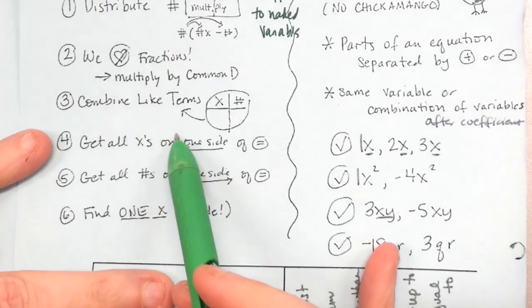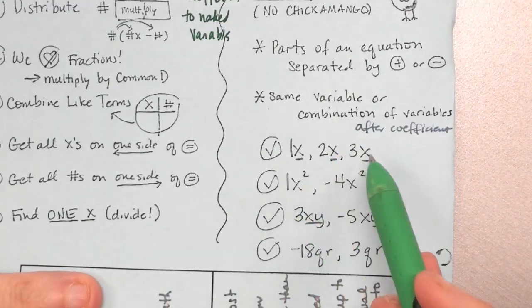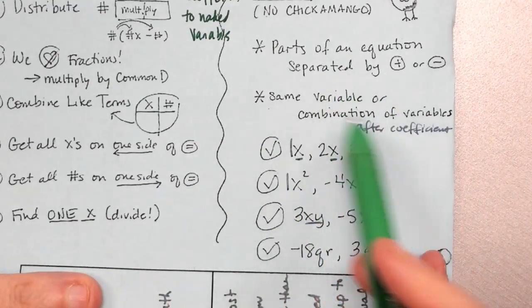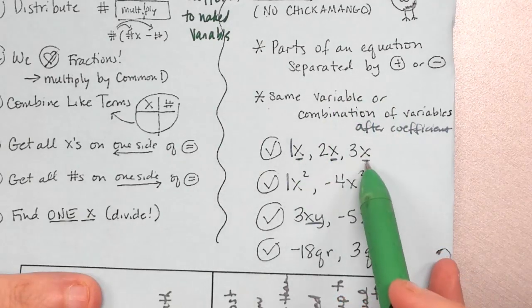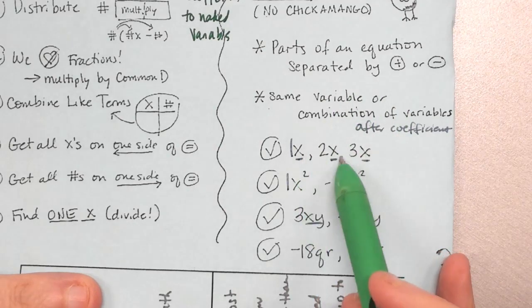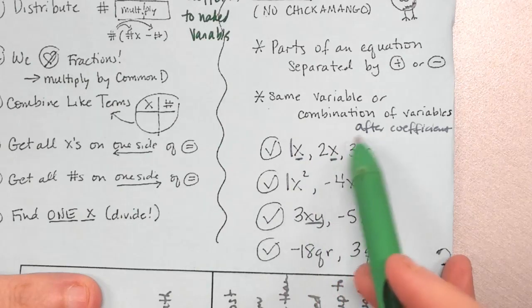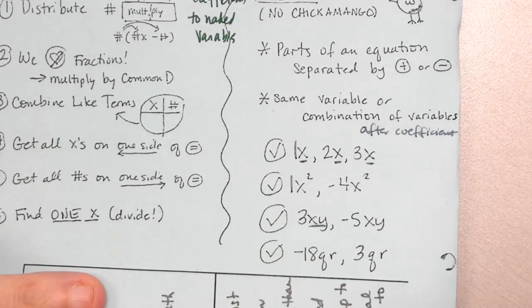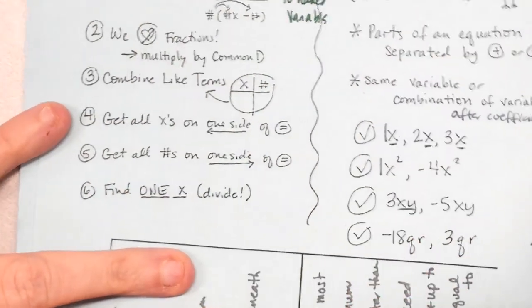Next thing we want to do is combine like terms, which is where we take our terms that have the same variable or combo of variables after the coefficient, ones that are identical after the coefficient, we put them together. If I was combining these three, I'd say 1x plus 2x plus 3x, that's 6x. Okay, so that's where I combine up things that are the same.